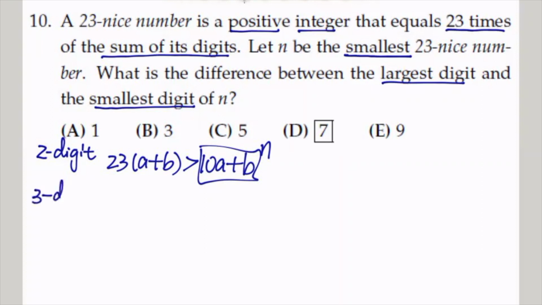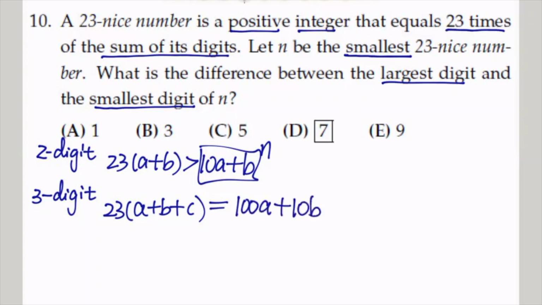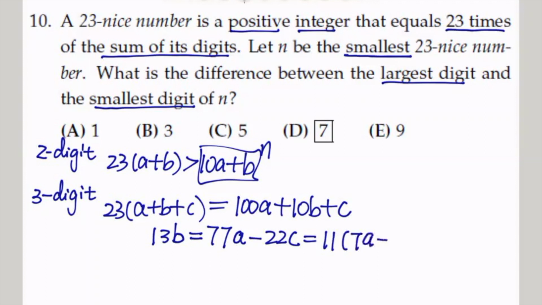Let's look at 3-digit. We want to find the smallest one. If 2-digit doesn't work, we look at 3 digits. Let A, B, C be the hundreds, tens, and unit digits, respectively. By the definition, 23 times the sum of the digits should be the same as the value of n, which is 100A plus 10B plus C. We can rewrite this equation to 13B equals 77A minus 22C, which is 11 times (7A minus 2C).